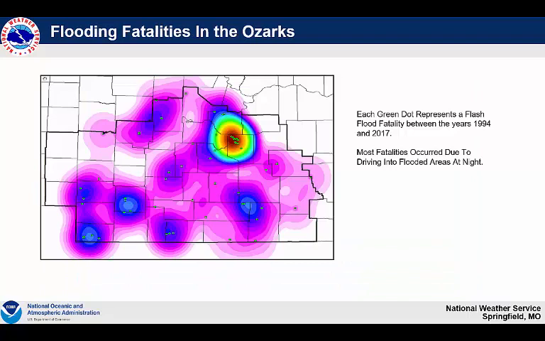Here's a map that we've developed showing the locations of flood fatalities that have occurred in the Missouri Ozarks between the years of 1994 and 2017. And you'll notice they're typically clustered, but most of this area is still very hilly terrain and cannot absorb all the rain when we get heavy rainfall. Most of these fatalities occurred with people driving through low water crossings, a lot of them at night when they could not see the danger ahead.